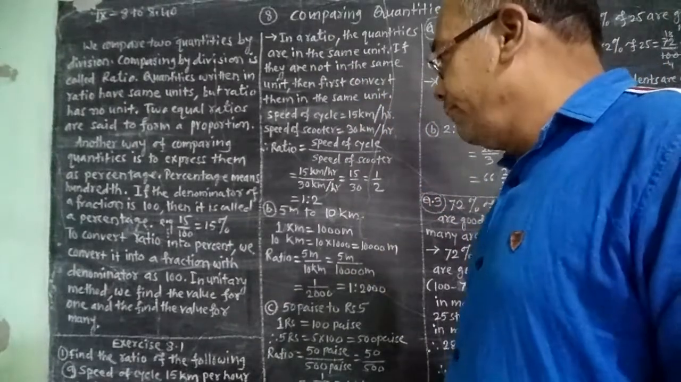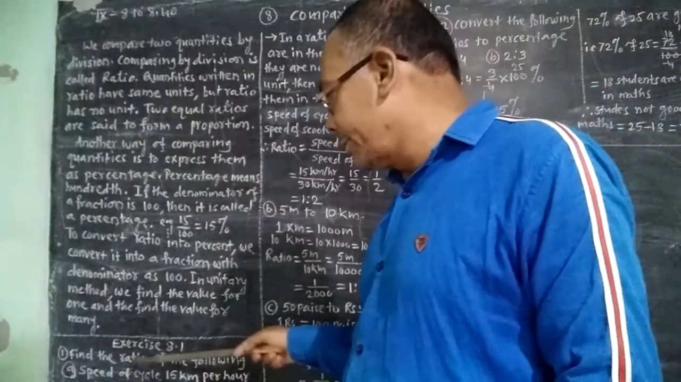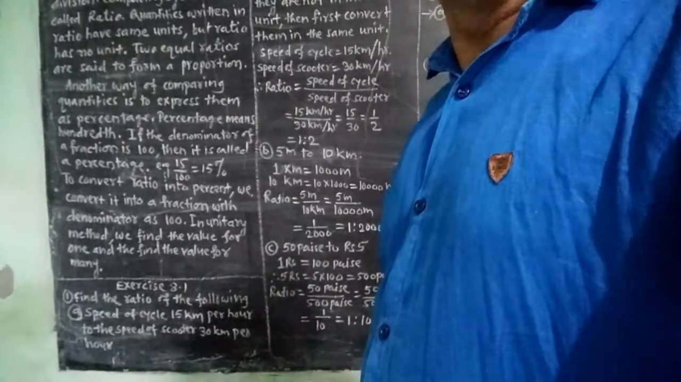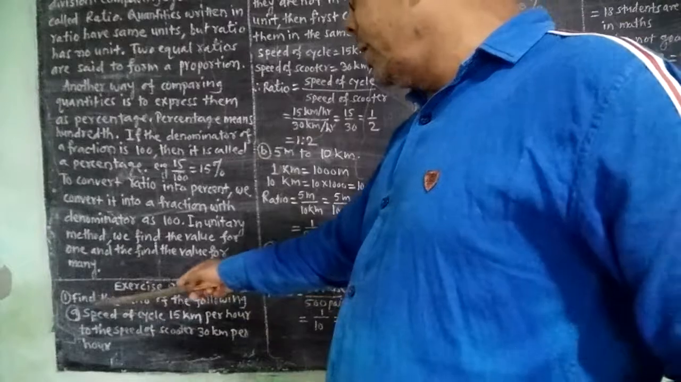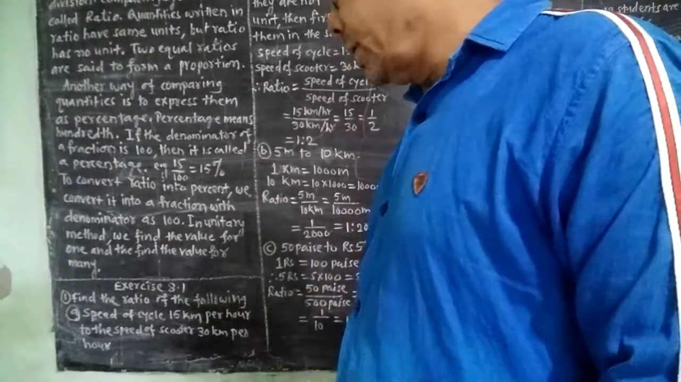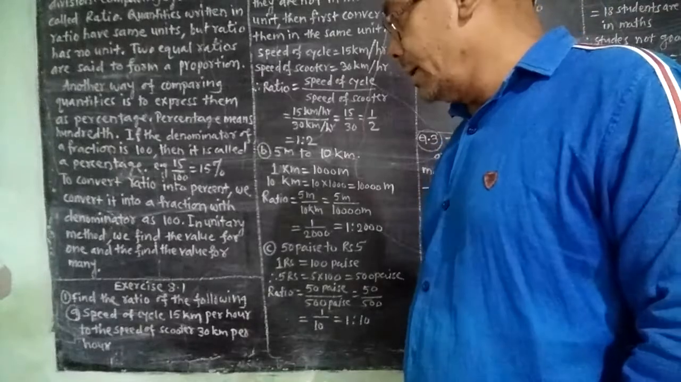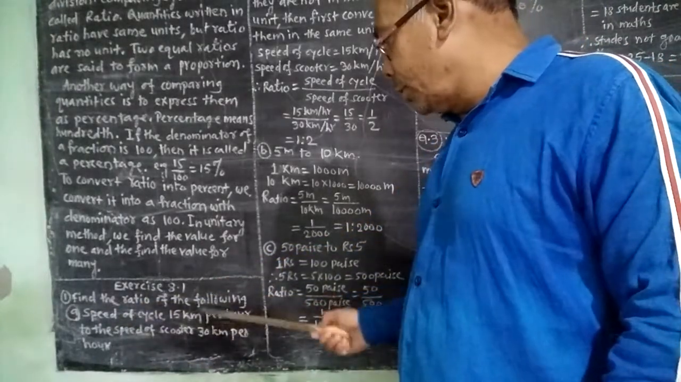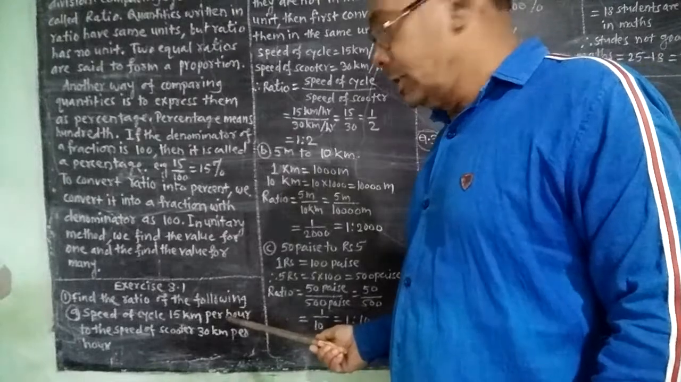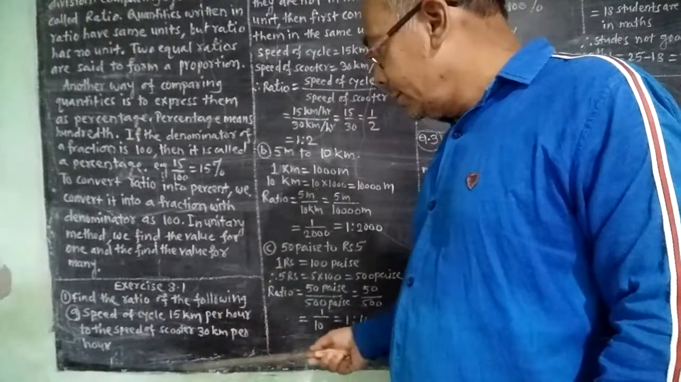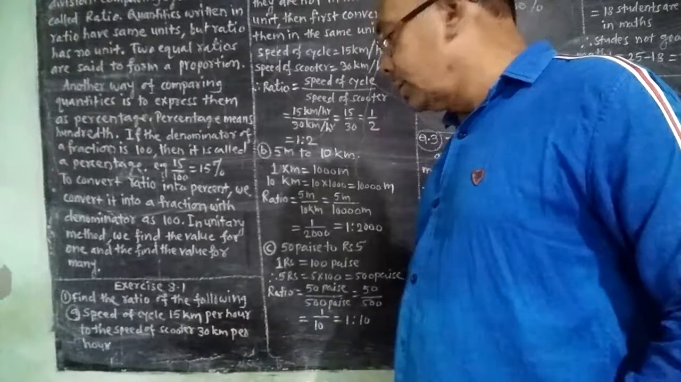Now we will solve some questions from our exercise 8.1. The first question is, find the ratio of the following. The first one is, speed of cycle 15 km per hour to the speed of scooter 30 km per hour.